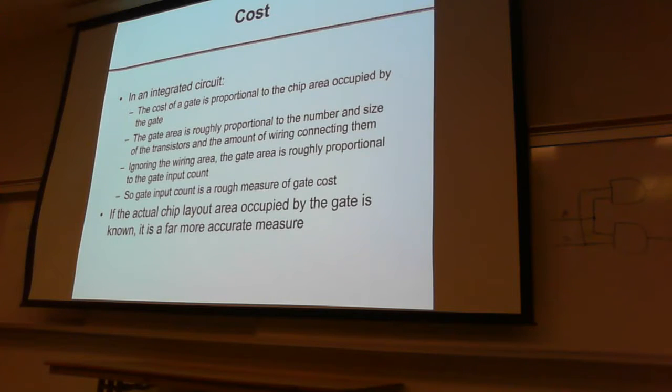Cost in an integrated circuit is proportional to the chip area occupied by the gates. That's what we use to calculate it. The reason is that the size of the individual elements within the gate are also fixed, known things. Of course, when I say fixed, known, they keep making them smaller and smaller over time.